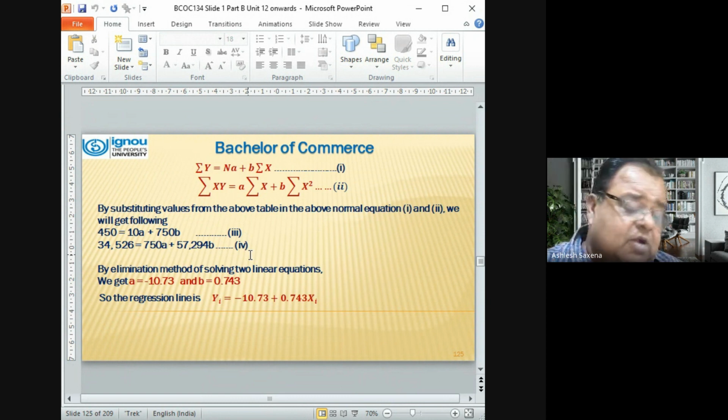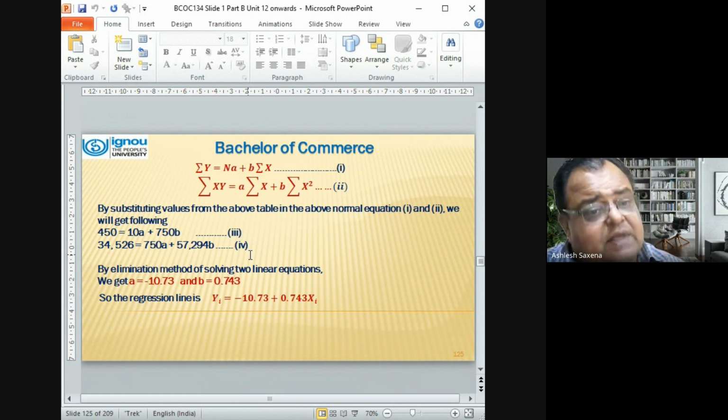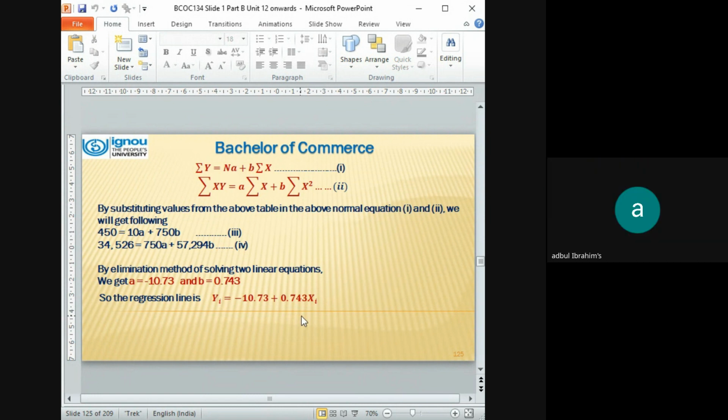By the method of elimination, as I told you, we will be finding out the values of a and b. a is negative 10.73 and b is 0.743. Your equation will be y is equal to a plus bx. You have the value of a, you have the value of b. This is the regression equation. This is the method of how to generate the linear equation.